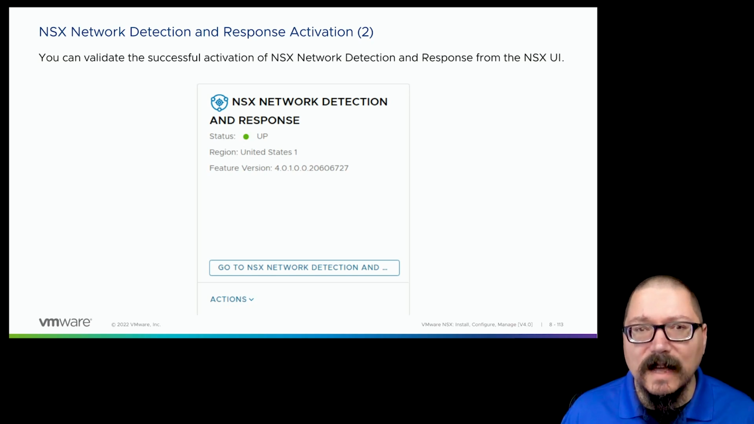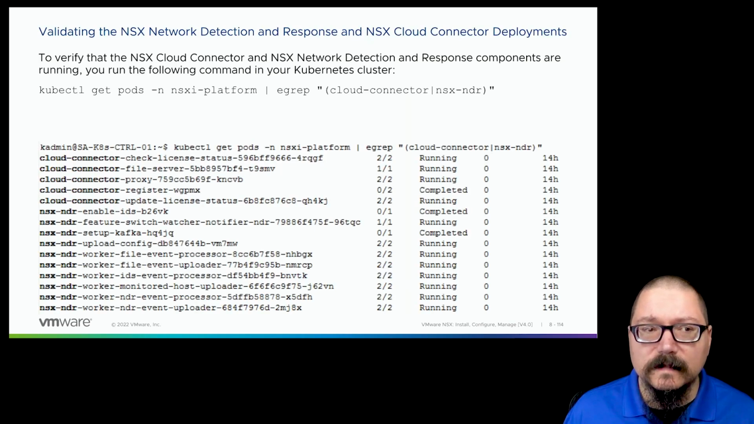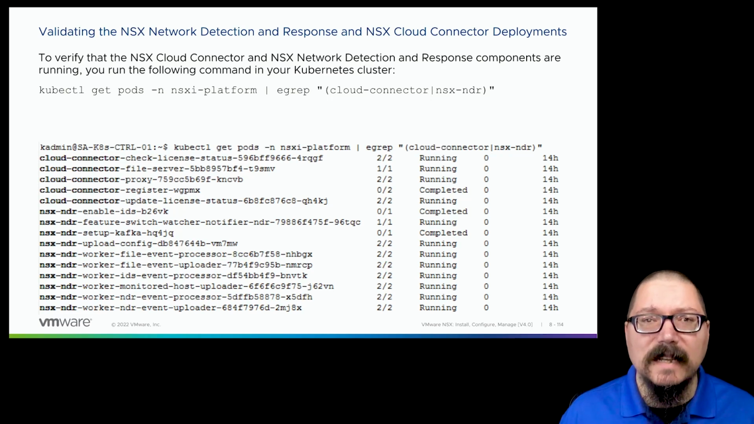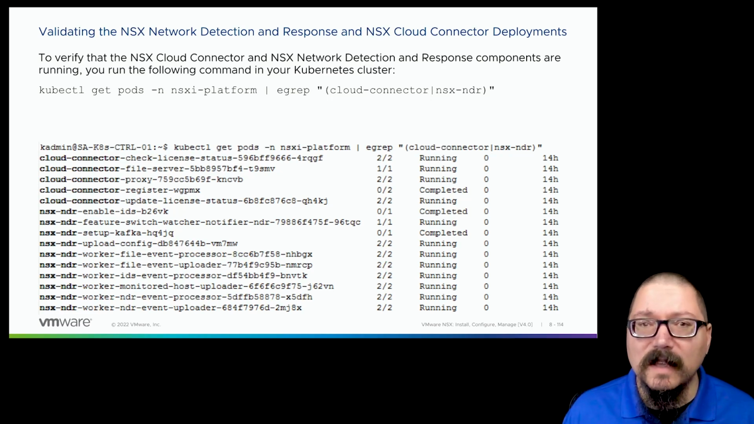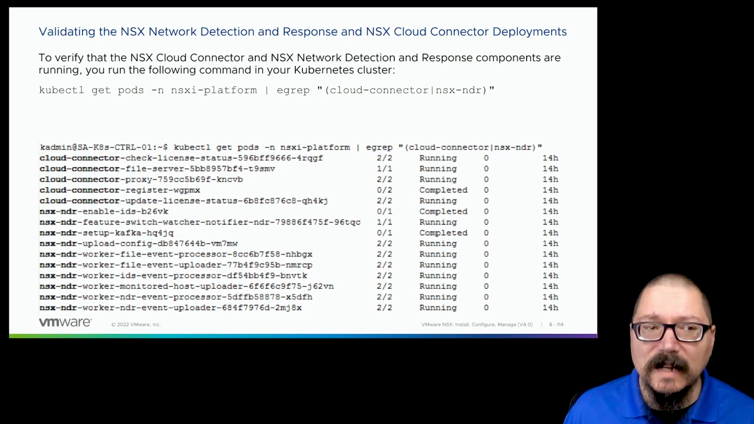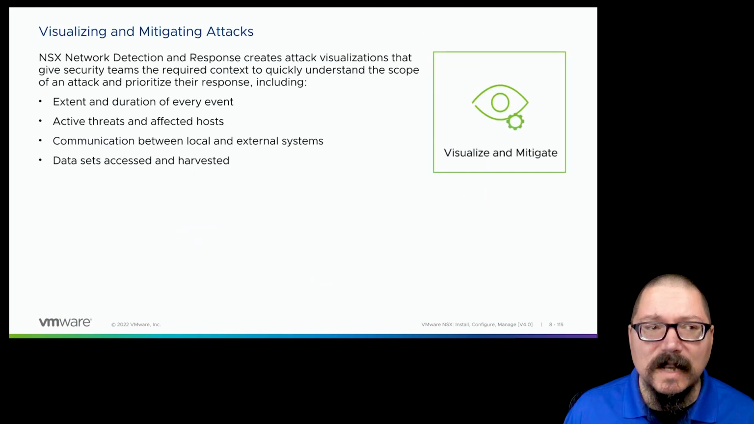But that's not often how we're going to get there. We'll talk about that in just a minute. Before we get there, we can see the NDR pods out in application platform if we want to validate that this has indeed launched and is running. So we can do our get pods in our NSXi platform. And here we're running egrep, which is an extended grep where we can look for multiple strings. We're looking for Cloud Connector or NSX NDR, and we're seeing a bunch of those things here on the screen now.